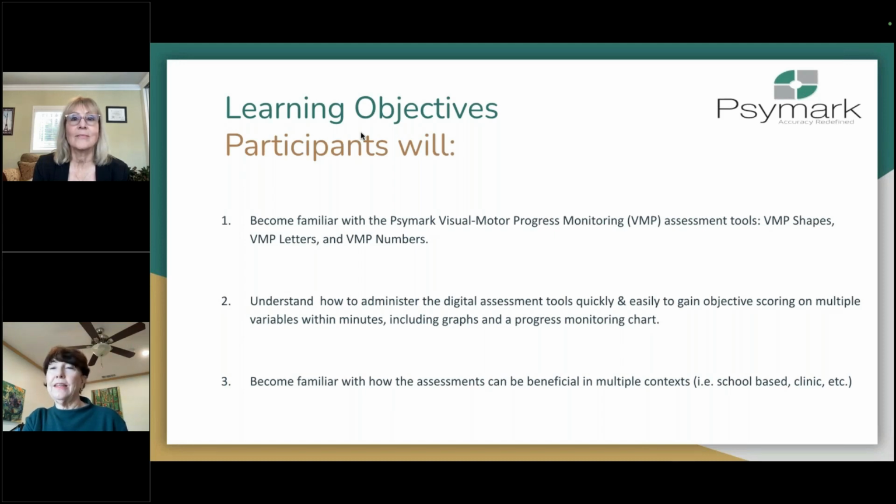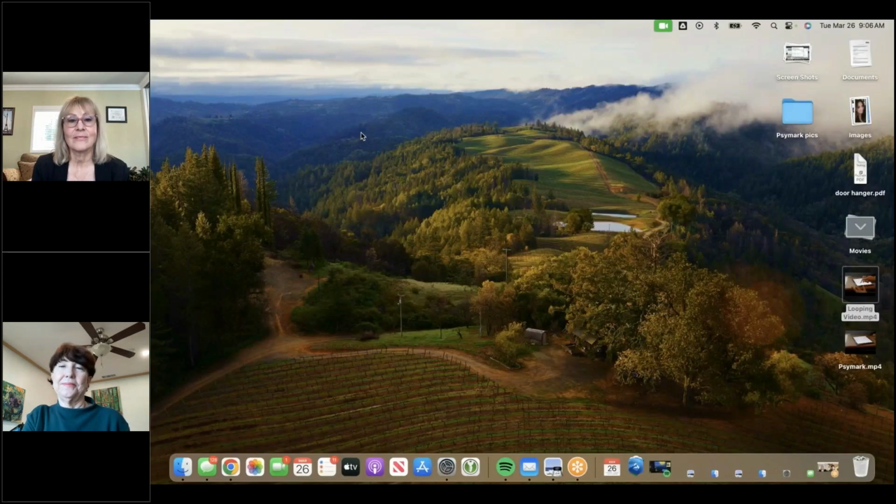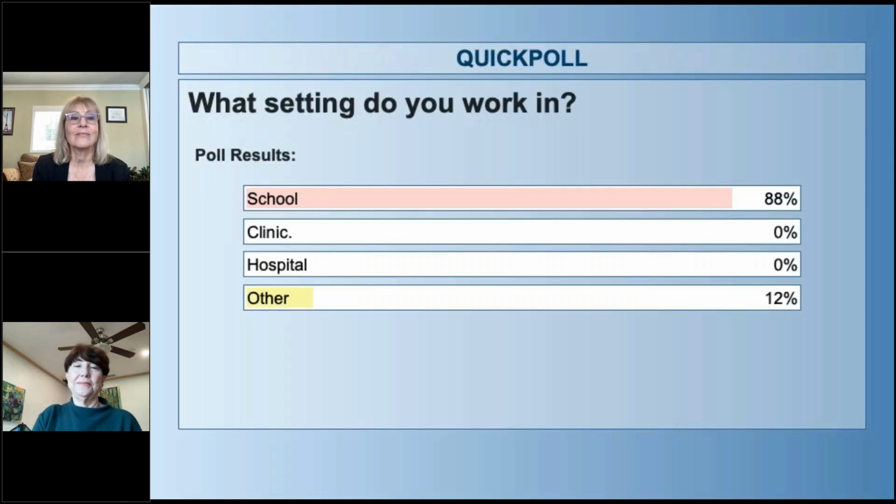Great, and I think we have another poll. So Allison, did you want to do the next poll? Yeah, do we want to see what setting people work in? Yeah, that would be great. All right, so it looks like 80% of our audience is working in a school and 12% is saying other.